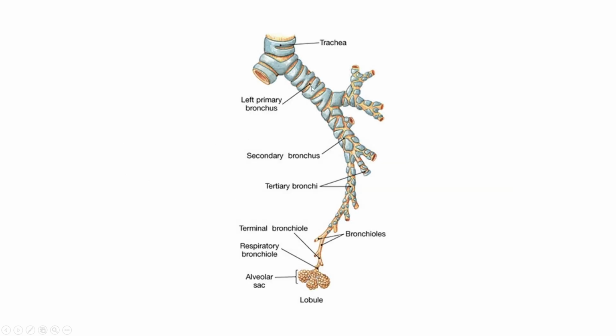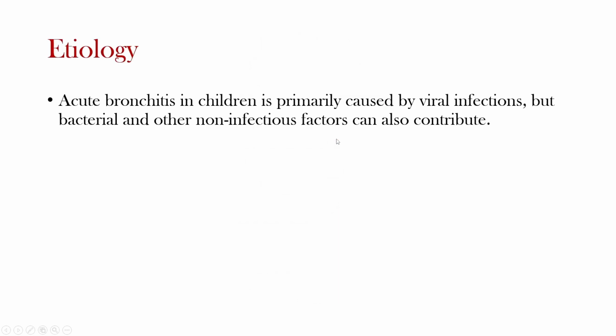We will have the trachea, then this will give us the primary bronchus, then the primary will give us the secondary bronchus, and we will keep going until we reach the alveolar sac. So we will have the inflammation in the bronchus, not the bronchioles. This will give us another disease, which is bronchiolitis. Now we will speak about bronchitis.